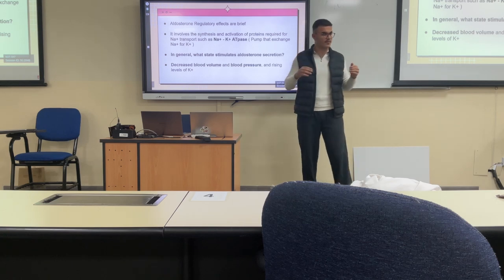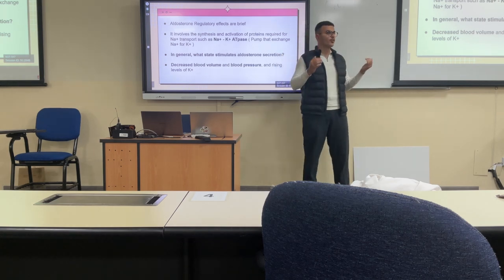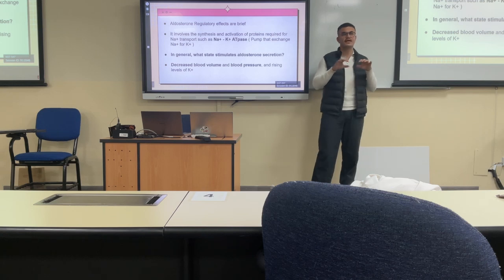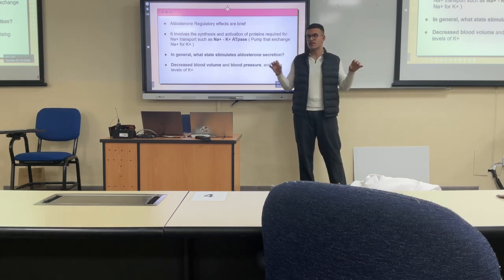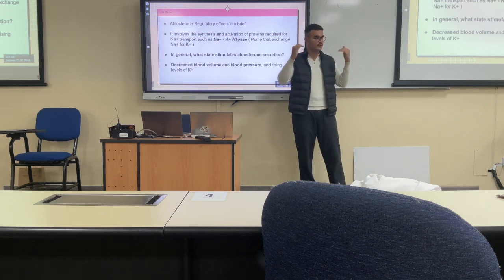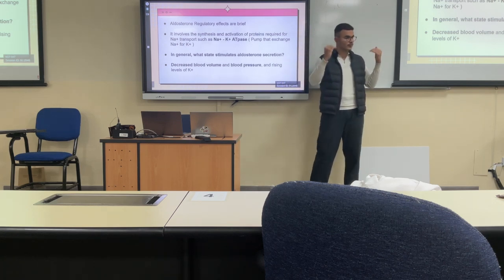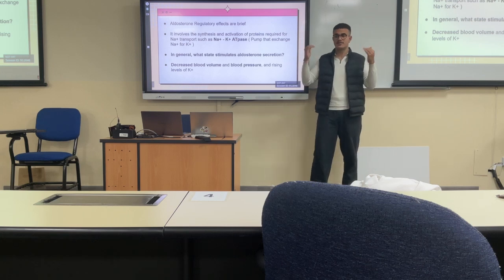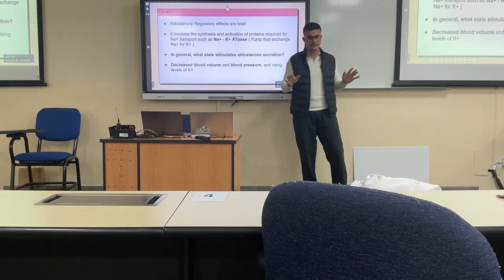And again, if I ask you a question in general, what state stimulates aldosterone secretion? Is it high blood pressure or low blood pressure? Low pressure. Is it high blood volume or low? Low. High sodium or low sodium? Low. And high potassium or low potassium? High potassium. Exactly. Okay?